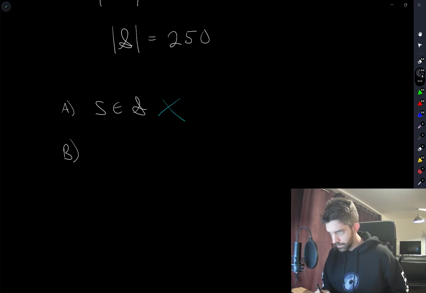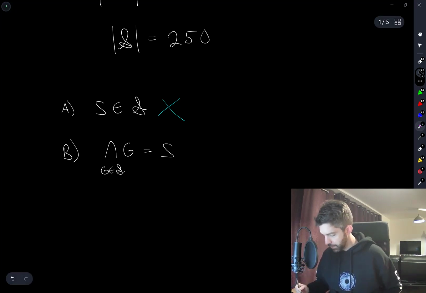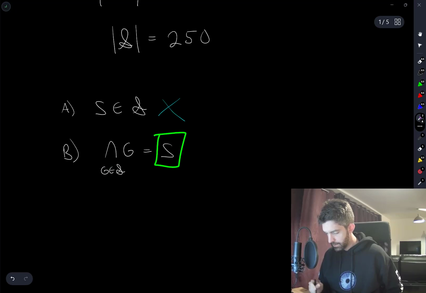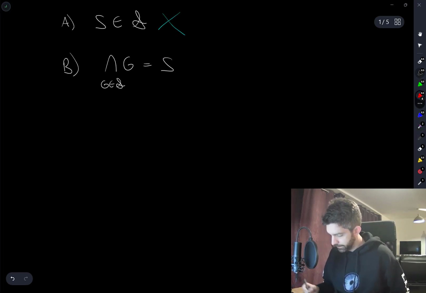The intersection, B, is certainly false. This is definitely false, because certainly at least one of these sets is not S itself. So the intersection cannot be S. In fact, at most one of these sets can be S, and there's 250 of them. So that's wrong.